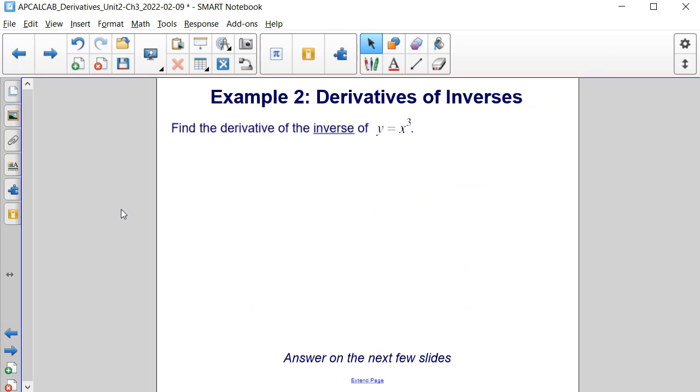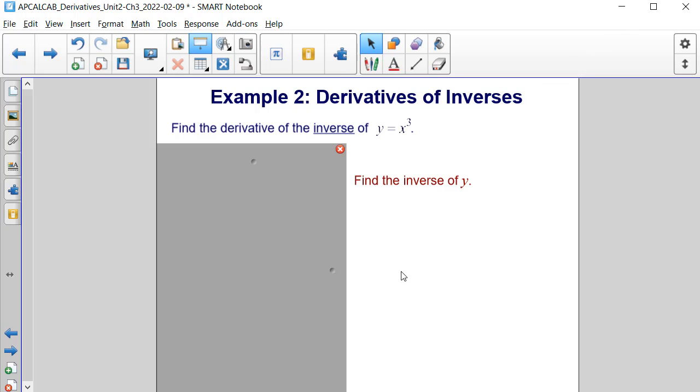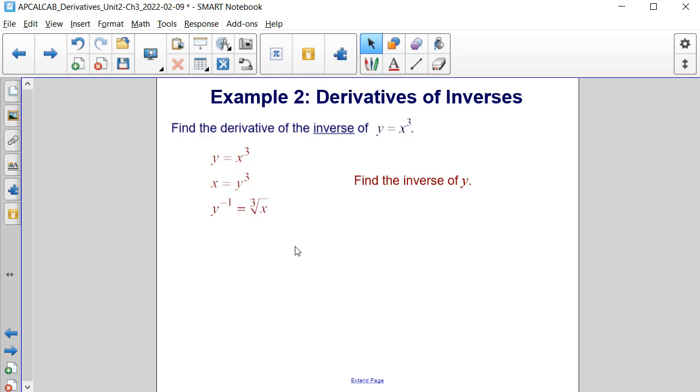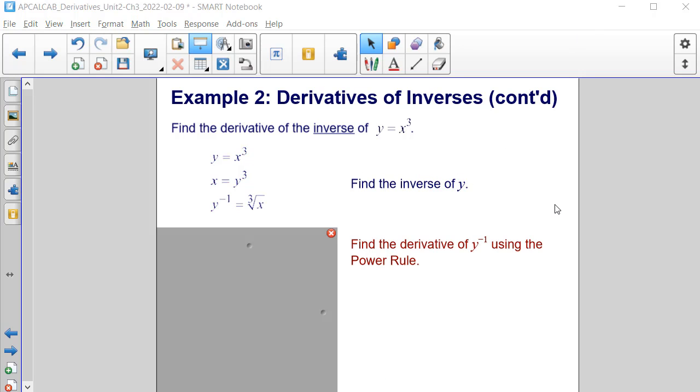Now let's try to find the derivative of the inverse of y equals x to the third. Begin by finding the inverse of y. So we know that y is equal to x cubed, so we switch our x and y values and write it as x is equal to y cubed. And then we solve by taking the cube root of both sides, and we get that the inverse of y is equal to the cube root of x.